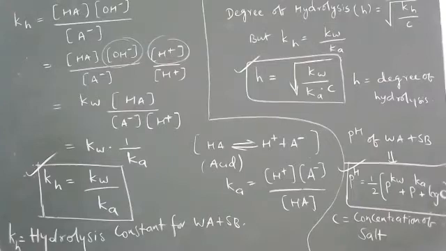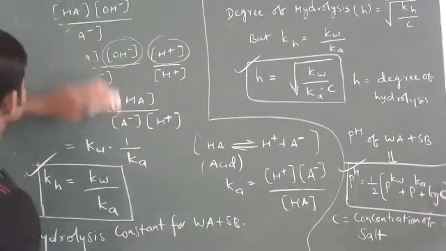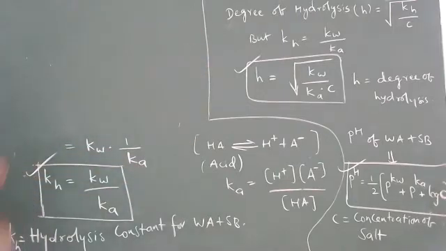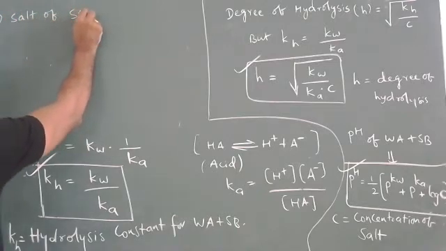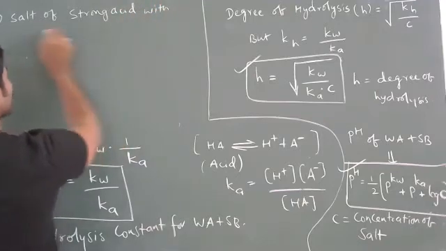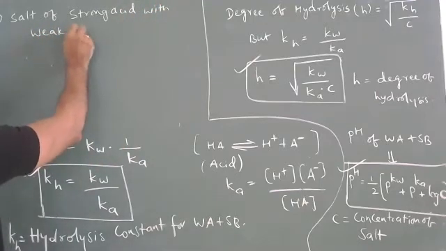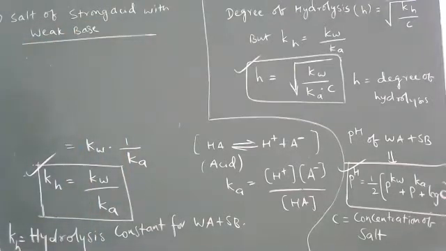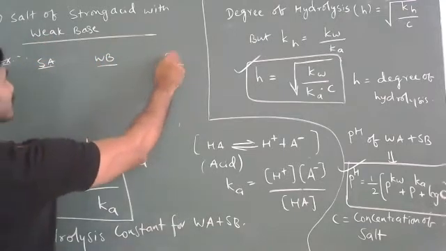Next type, that is salt of strong acid with weak base. Second type of salt. Strong acid with weak base. So let us see the first example: strong acid, weak base, and the respective salt.